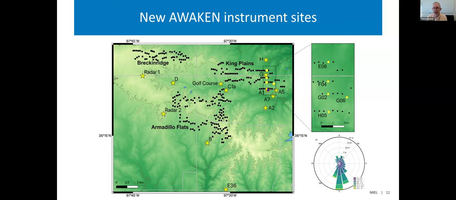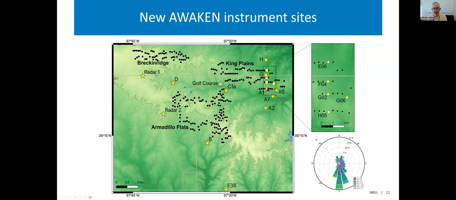The majority of instruments you see here are on the right in the King Plains wind farm, which is the newest wind farm. That one was chosen because the turbines are the most recent. They have the newest technology and also the newest control systems, which was important in particular for being able to do wind farm control within this experiment.